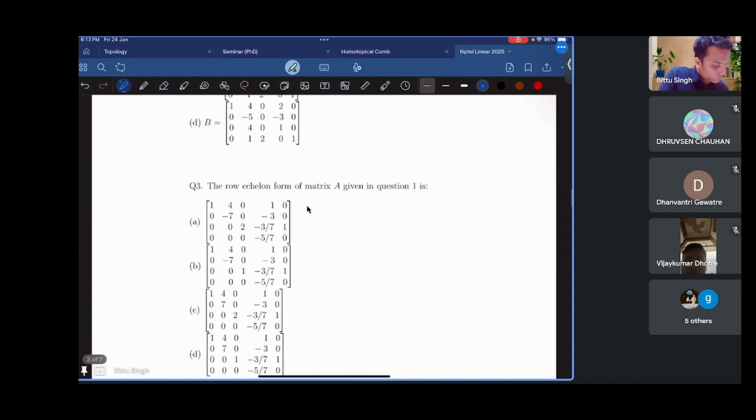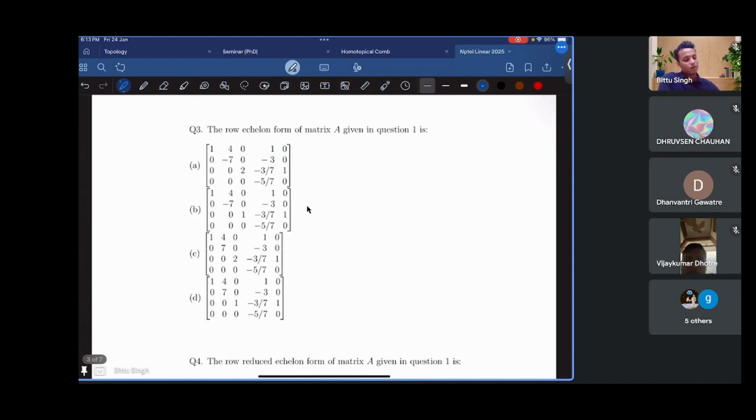So let us see the next question. Here, row echelon form of a matrix A. So what is row echelon form? Row echelon form is obtained by such operations. Suppose A is a given matrix. Again, we will do some row reduction, that is, all three possible operations: scaling, row exchanging, or subtracting one row from another with some scaling. Those are all possible operations.